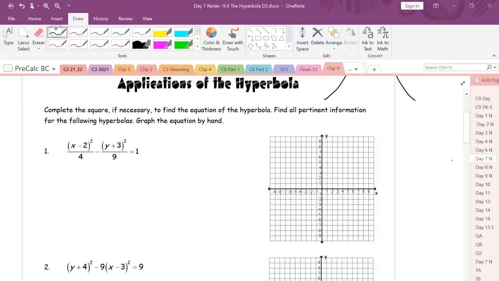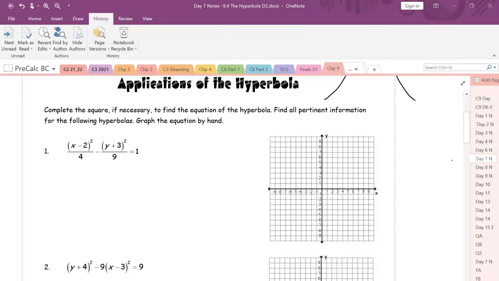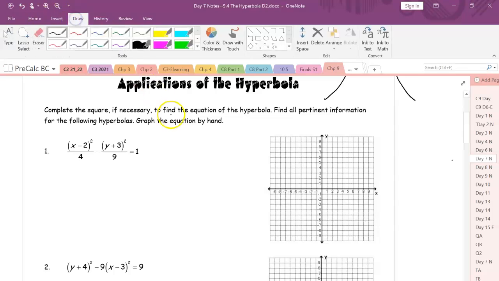Number 1 is already in graphing form, so this is like the one we just did. We're just going to practice finding all of the important information and listing it and graphing. So the first thing that I want you to notice is that, again, this minus belongs with the y. Okay, and so because of that, this one is the positive, and that means that this is going to be a left and right hyperbola. That means that this guy is my a squared. A is 2. B is 3. My center is going to be at 2, negative 3.